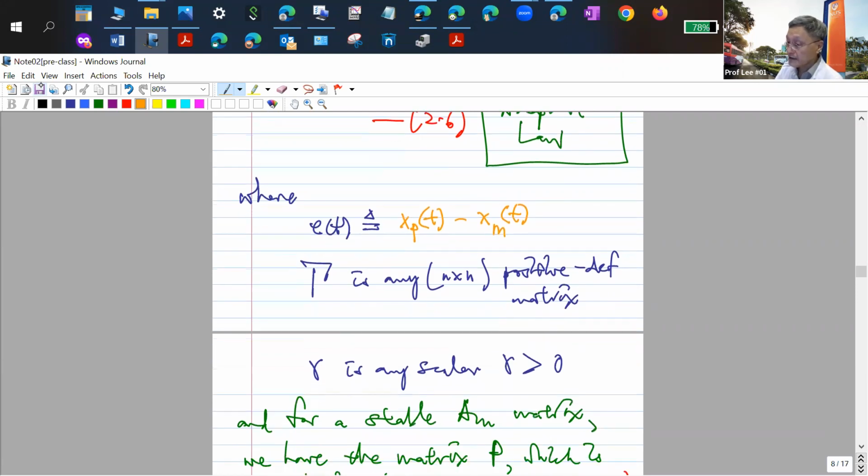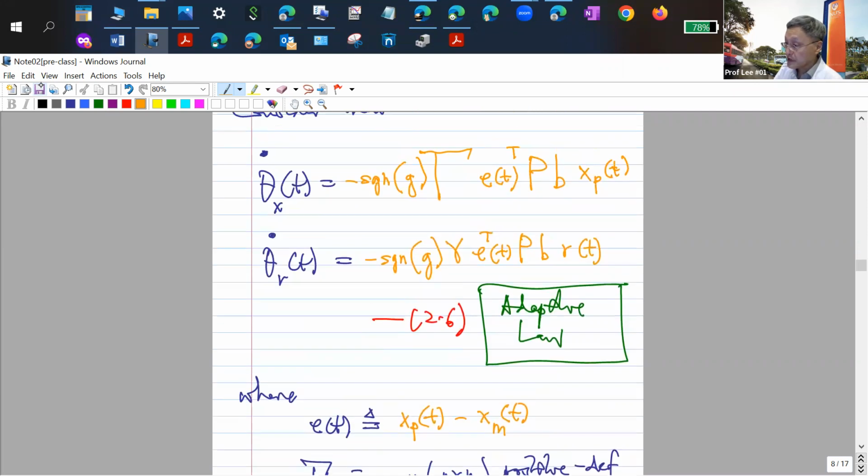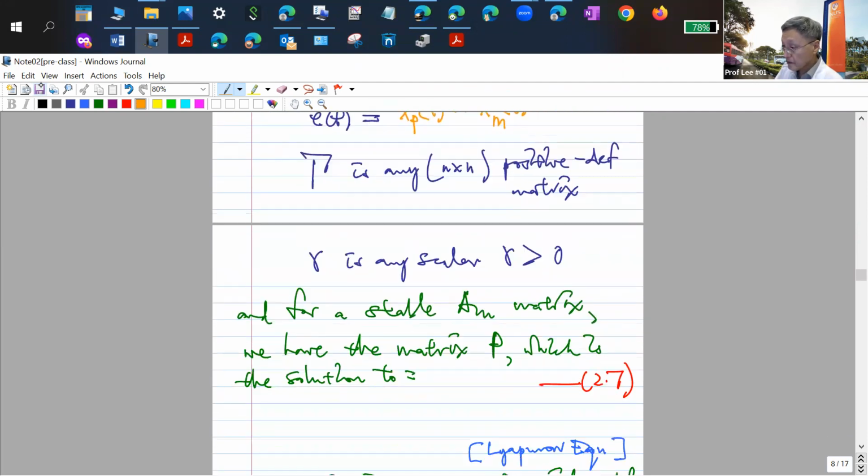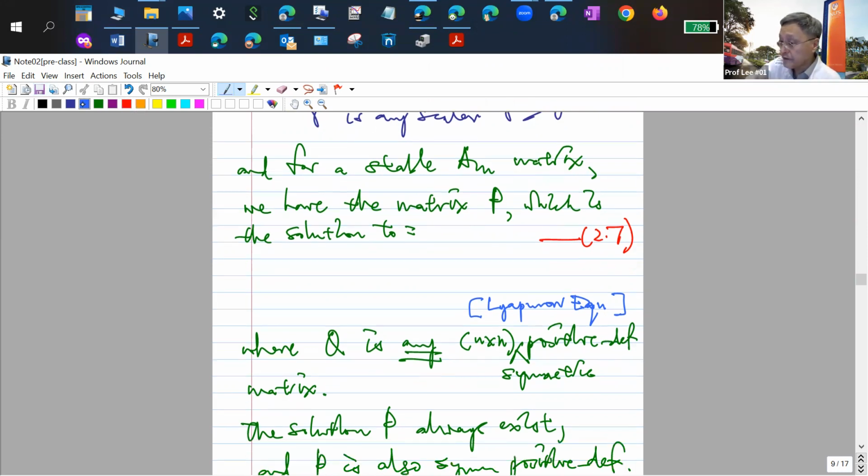Gamma is any scalar greater than 0. And that P comes about, remember, as we said earlier on, following from the development of the Lyapunov theory. So remember, you have now, for your system, already set up your reference model. Your reference model will be stable.